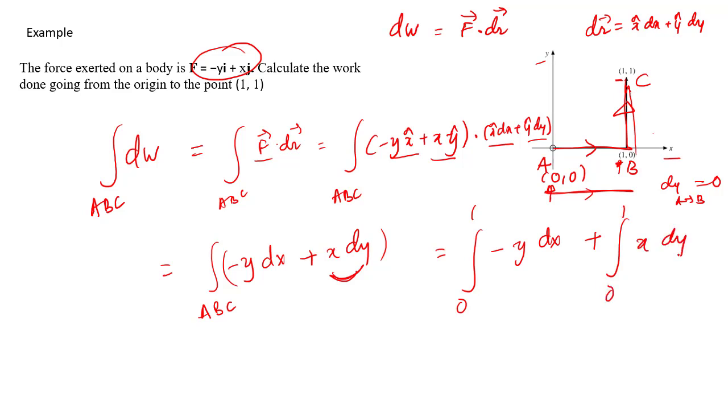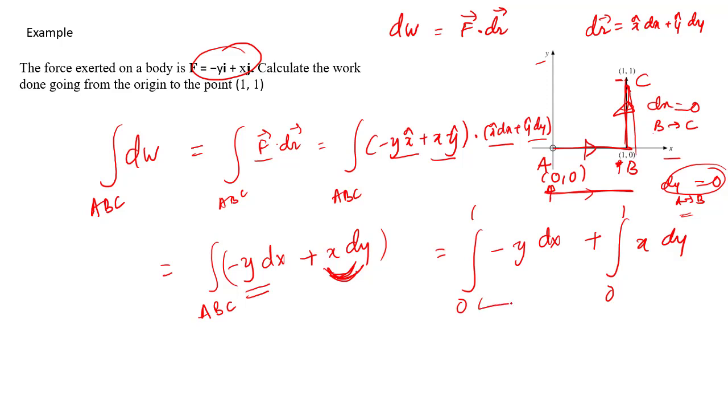So the thing to note here is the second term was 0 while going from A to B because dy is 0 for A to B. And similarly, the first term is 0 while going from B to C because dx is 0 while going from B to C. That coordinate is not changing, right?